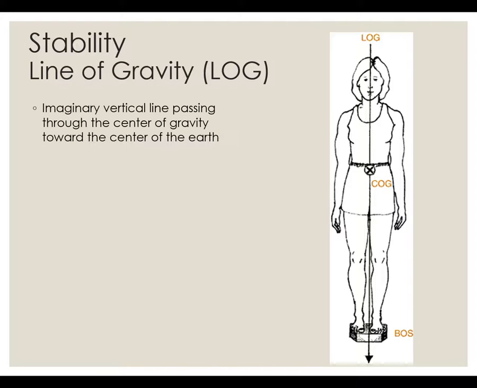So line of gravity, this is the imaginary vertical line passing through the center of gravity toward the center of Earth. Goes all the way down. So wherever your center of gravity is, and this can change. If you move your body weight over to the left and you're only on one foot, this center of gravity is going to move over. The line of gravity is what falls through that center of gravity.